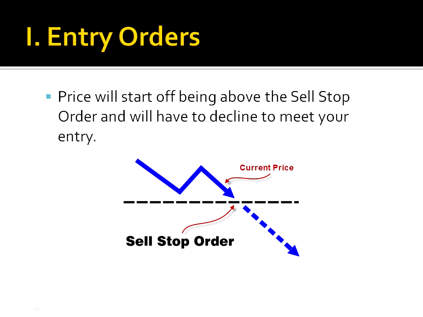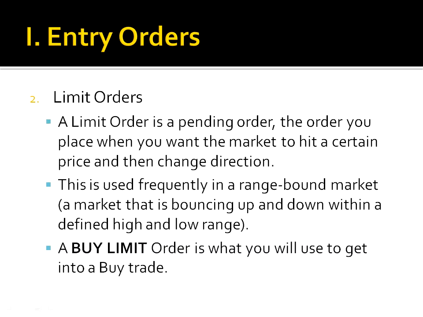The dashed line is going to be below the current market. Price will then have to meet it because that's where the sell stop order is placed. Price will have to drop further, finally trigger you into a sell trade. And then in order for you to make money, price will have to keep moving down because you are in a sell trade.